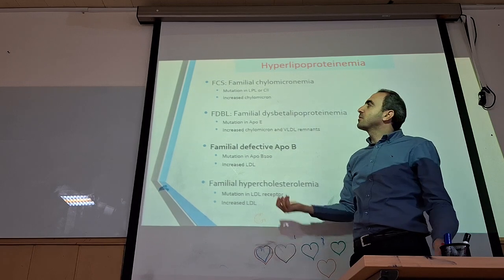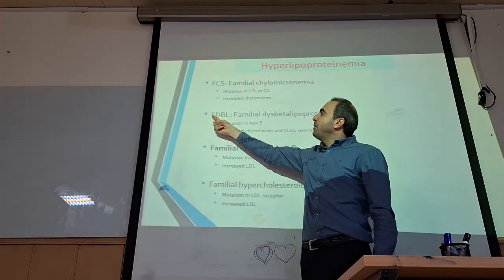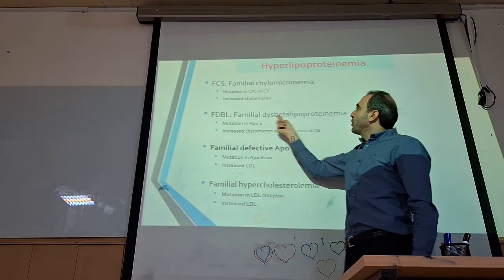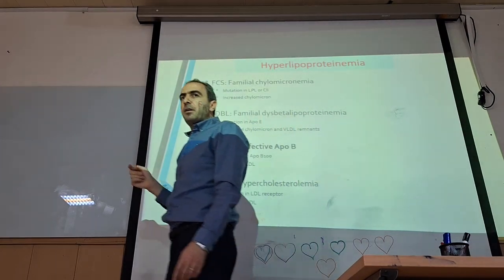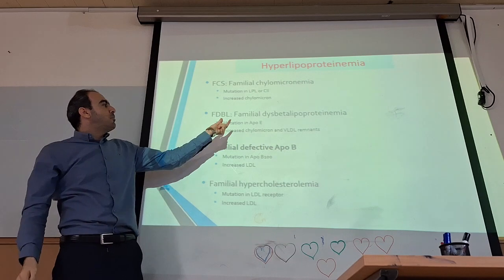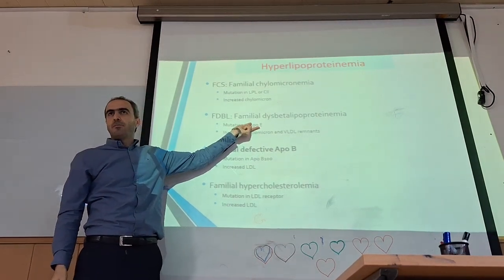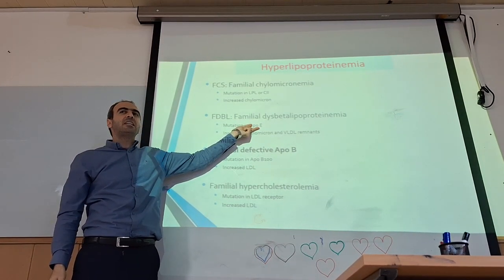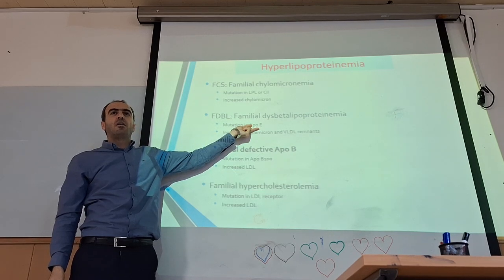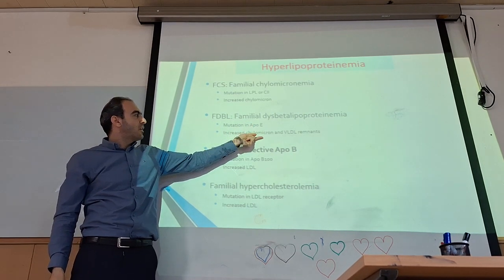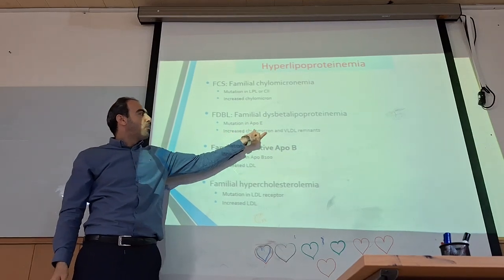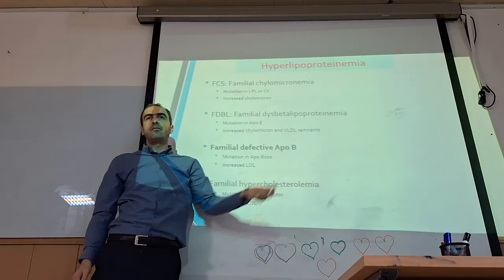Then we have familial dysbetalipoproteinemia. It's due to a mutation in ApoE, and ApoE is important in the uptake of VLDL remnant and chylomicron remnant. So both chylomicron and VLDL remnant increase.